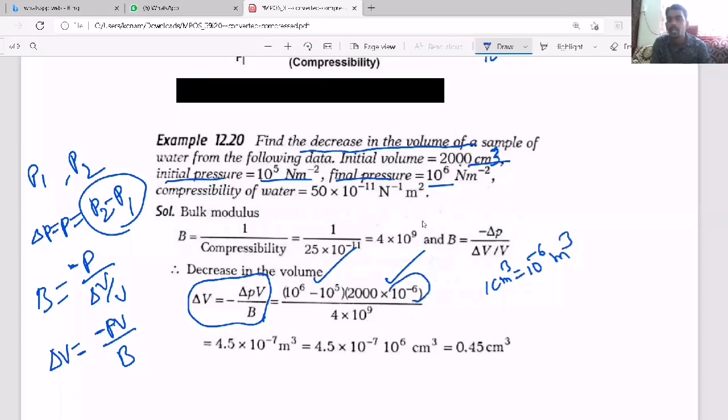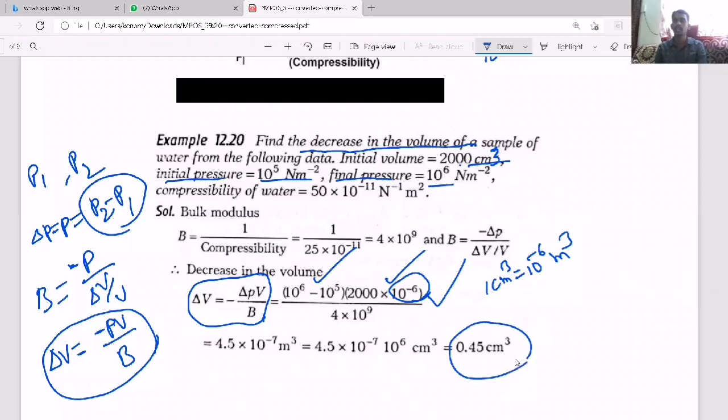That's why here they substituted what? 10 power minus 6. I told you very clearly, conversion is really very, very important. Always you need to substitute in terms of the SI unit system. Then only you will get the proper answer. So what are they asking? Delta V. So write the formula for delta V. Collect the data they have given. Take the proper conversion. Then substitute and do the calculation. So that you will get the answer.